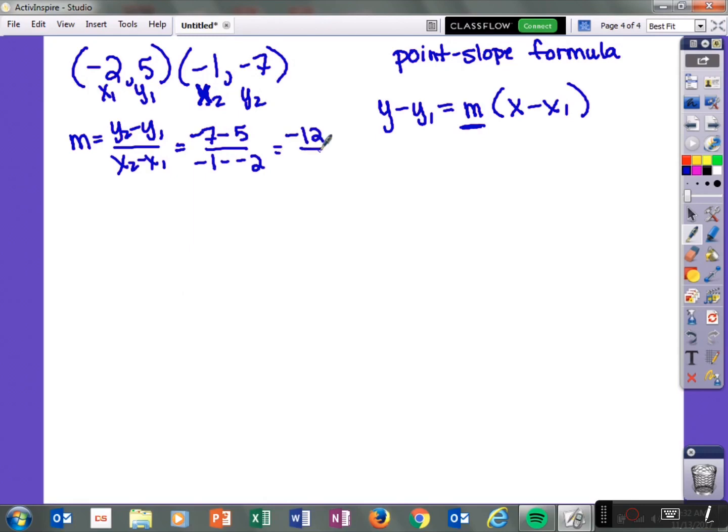Once you divide it, okay, again, your calculator will do all of that for you. All you have to do is be able to recognize x1, y1, x2, and y2. You should have gotten negative 12 when you did all that.